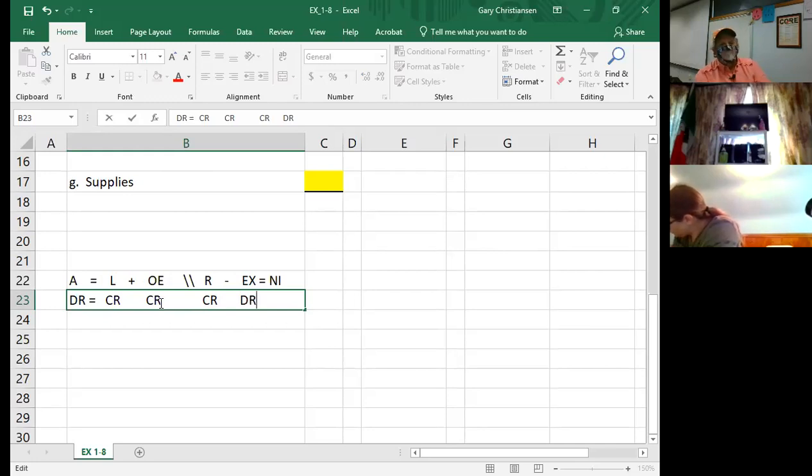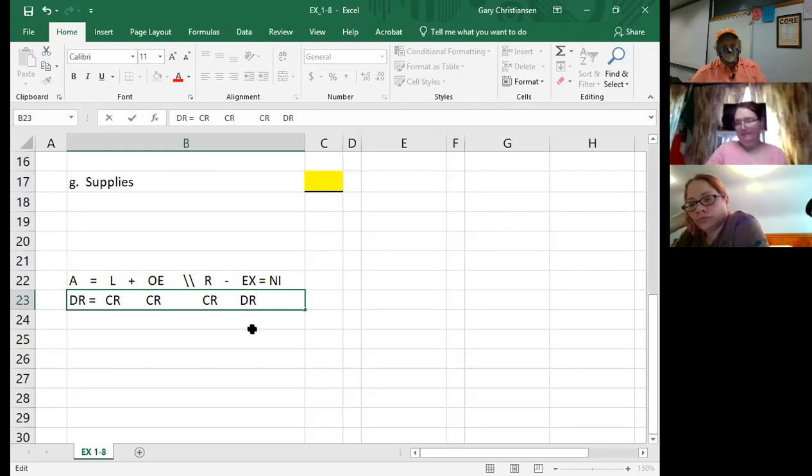So these two lines: assets equal liabilities plus owner's equity, revenue minus expenses equals net income, then debit, credit, credit, credit, debit. If you just write those two lines down and commit them to memory, to me, it's great instruction with minimal clutter.